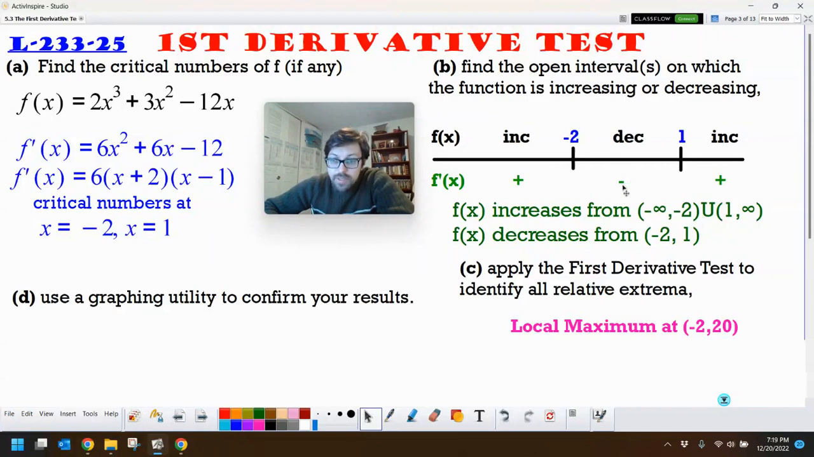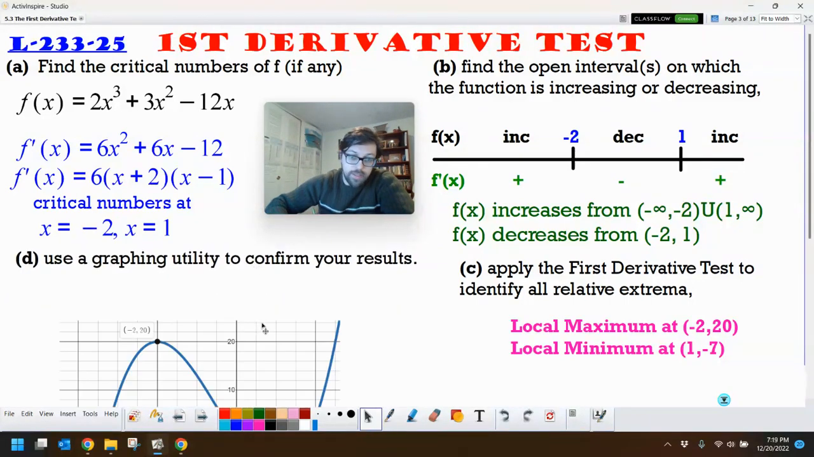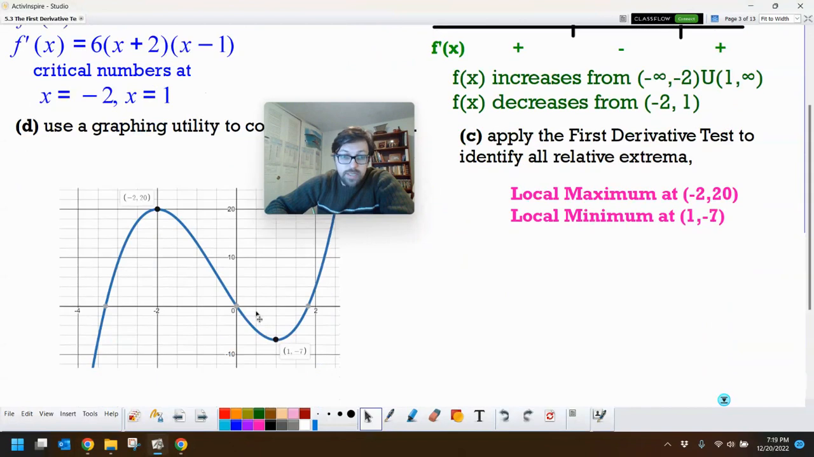What we can do next is we can see here that we have a negative first derivative and then a positive one. So the original is decreasing and then increasing, meaning that we have a local minimum at 1. Again, I got this -7 by plugging this 1 into the original function. We can check that on our graphing utility. So you can see this is the graph of the original function, and at -2, 20, we have that maximum, and at 1, -7, we have that minimum that we were told by that first derivative test.